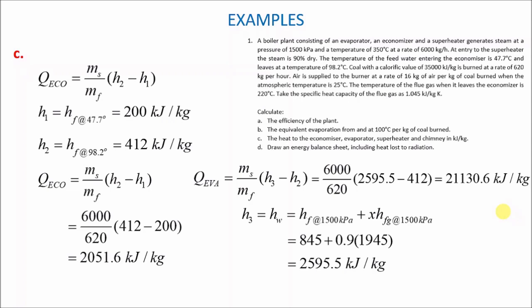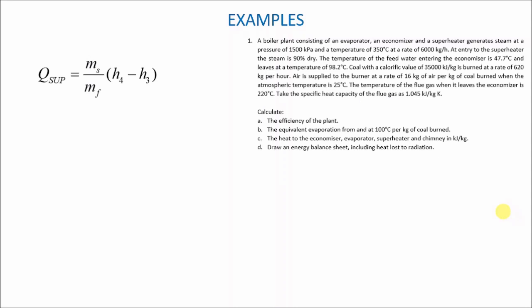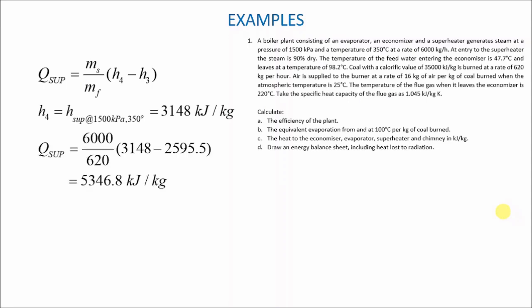Now, let us look at the heat absorbed by the superheater, and this is the equation. In the previous slide, we found H3. So now we need to find H4, but remember we already found H4 when we were looking for the efficiency. So you just go ahead and plug in the numbers, and that is what you get for Q sup, the heat absorbed by the superheater.